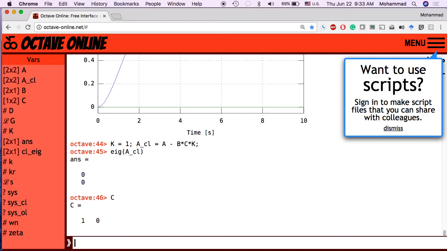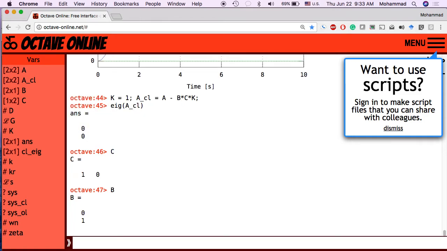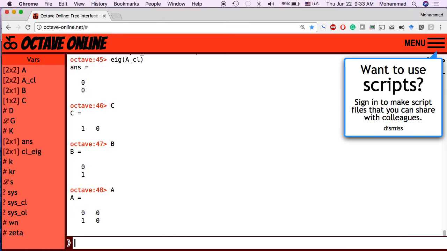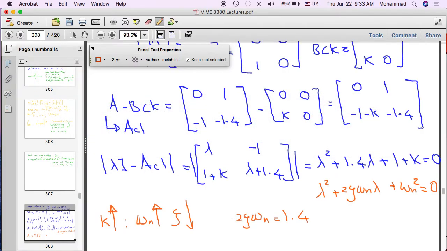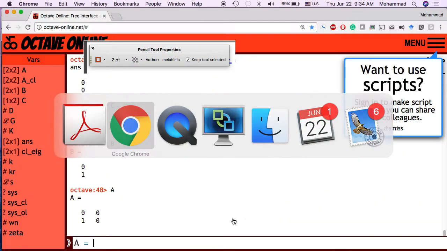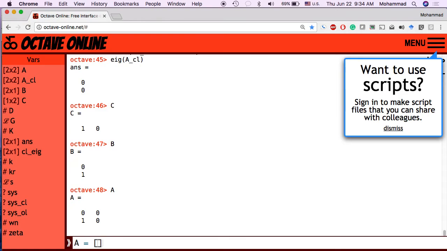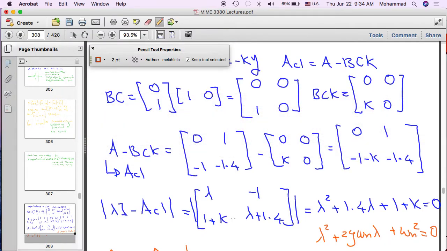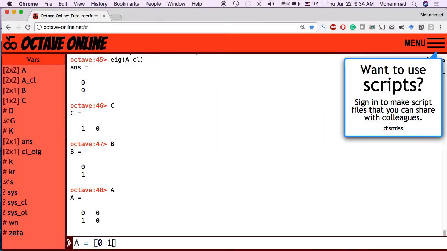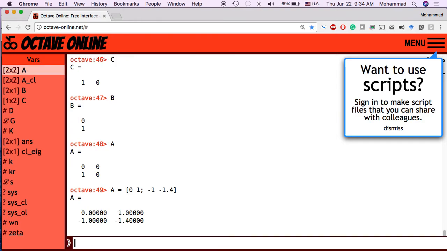C is 1 and 0. What is B? 0 and 1. What is A? Oh, our A is incorrect. So I did not put A in. So our A is supposed to be 0, 1, minus 1, minus 1.4. I thought I did it. So that's our A. Let's try it one more time.